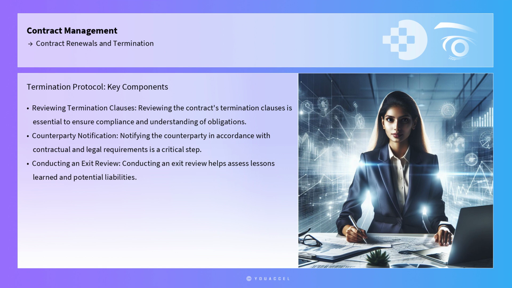A critical tool for managing contract termination is the termination protocol. This protocol outlines the necessary steps to ensure a smooth and legally compliant termination process. Key components include reviewing the contract's termination clauses, notifying the counterparty in accordance with contractual and legal requirements, and conducting an exit review to assess lessons learned and potential liabilities. The termination protocol serves as a roadmap, guiding contract managers through the complexities of ending a contractual relationship.